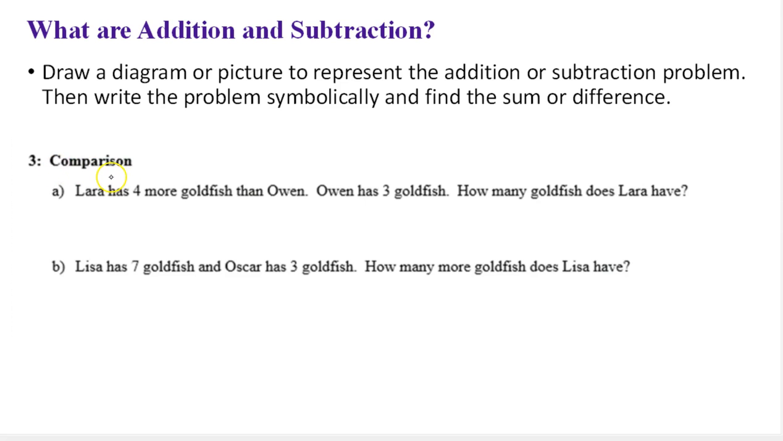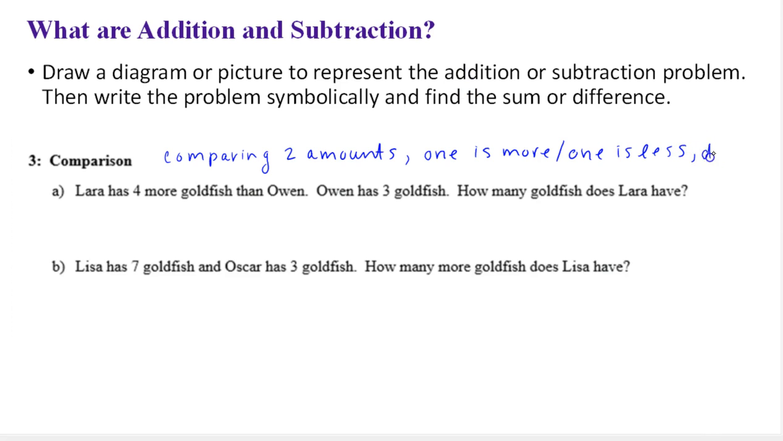So here we have comparison problems, and the idea here is we are comparing two amounts. And if you have two numbers and they're not the same, we'll say one amount is more and one amount is less. And we also have something we call the difference between the two amounts. So I'm just going to put comma, difference. Okay, so this is the structure here. Okay, so let's read through this problem.